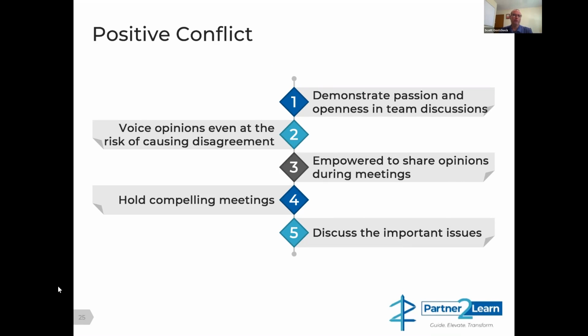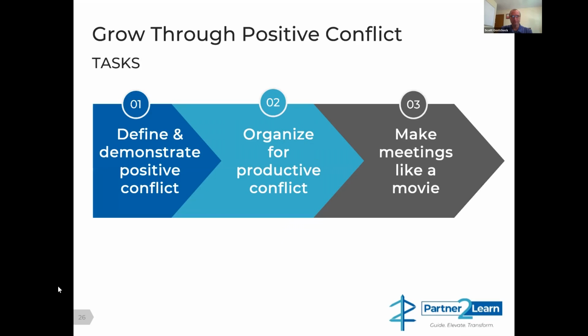So here we go. If you want to have positive conflict on your team, you need these 5 things. Demonstrate passion and openness in team discussions. Voice opinions, even at the risk of causing disagreement. You're all empowered to share opinions. Hold compelling meetings, we'll talk about what that means, and discuss the important issues. Put them on the table. All right, so what are the 3 tasks that you have to do? Define and demonstrate positive conflict, organize for productive conflict, and make meetings like a movie. And I'll explain what that means in just a little bit.